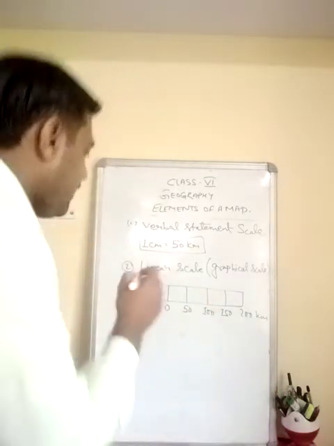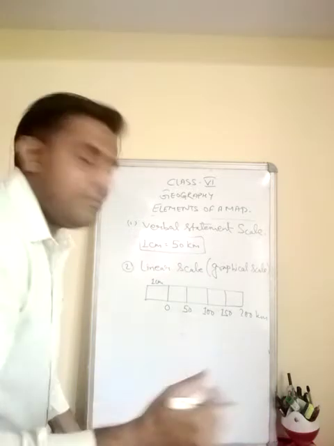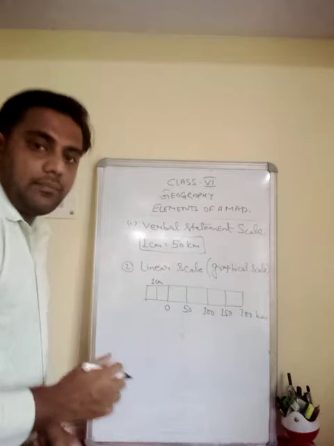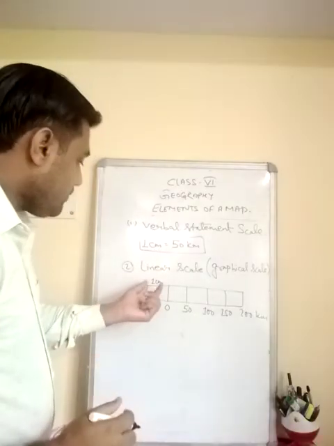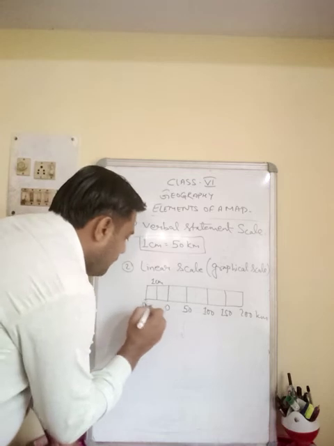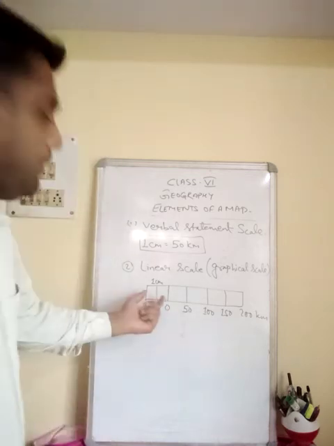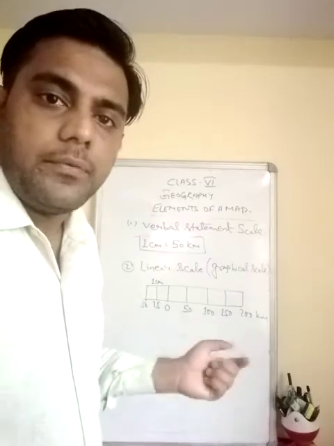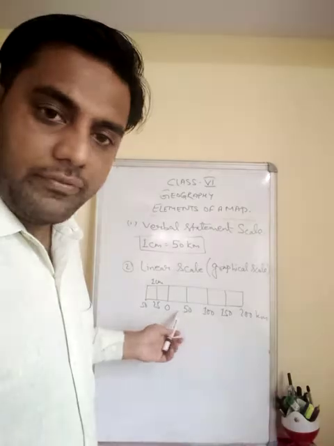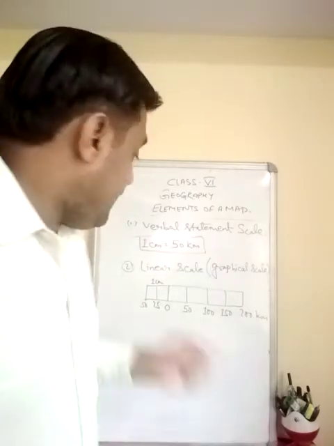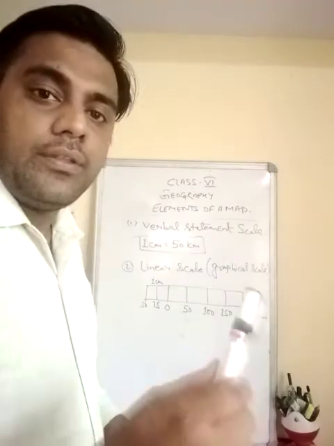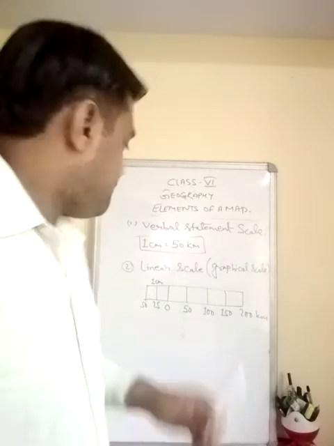Also, the first part will again be subdivided. When it is subdivided, what does it mean? After subdivision, this particular part will show the distance of 25 kilometers. It means every 1 centimeter shows the distance of 50 kilometers and every half a centimeter on the map shows 25 kilometers on the ground. Remember this.